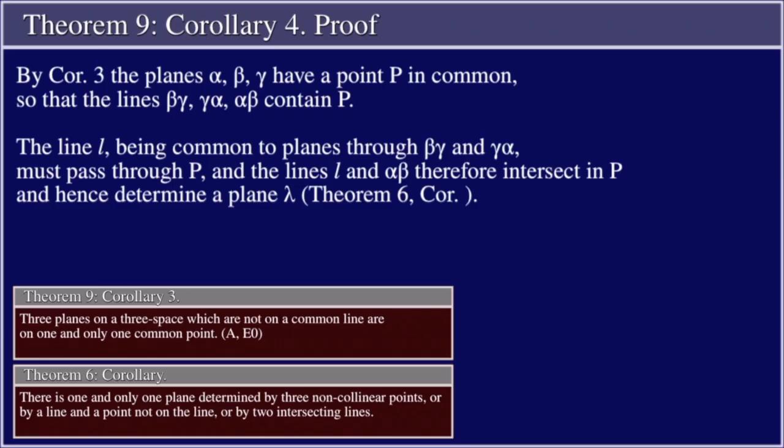Proof: by Corollary 3, the planes alpha, beta, gamma have a point P in common, so that the lines beta gamma, gamma alpha, alpha beta all contain P. The line L, being common to the planes through beta gamma and gamma alpha, must pass through P, and the lines L and alpha beta therefore intersect in P and hence determine a plane lambda by Theorem 6 and Corollary.